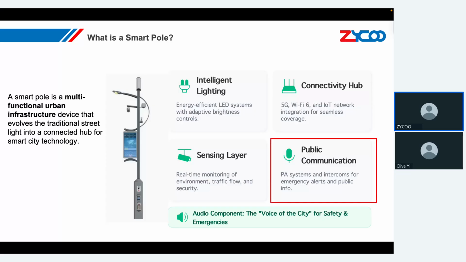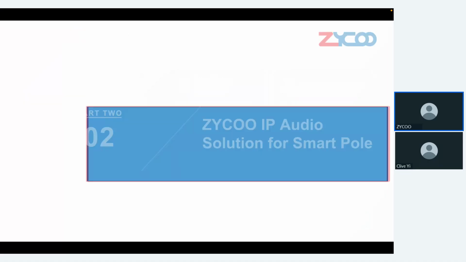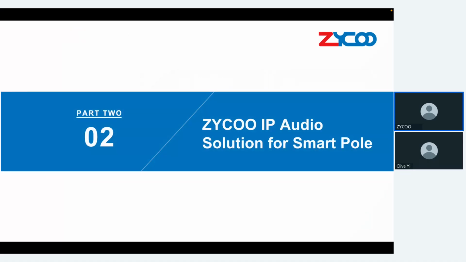And actually for ZYCOO, we mainly solved this part. We mainly gave the public communication solution for the smart poles. So the audio component of the smart pole can work as the voice of the city for safety and emergencies. And then I'm going to share the second part. It's our solution for the smart pole.